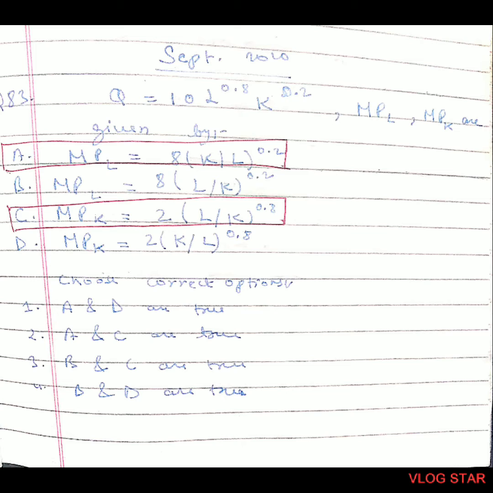Now let's solve this question. This question came in September 2020. Question number 83. Production function is given. Q is equal to 10 L to the power 0.8 K to the power 0.2. We have to find the MPL and MPK. There are 4 options given. We have to choose the right one.